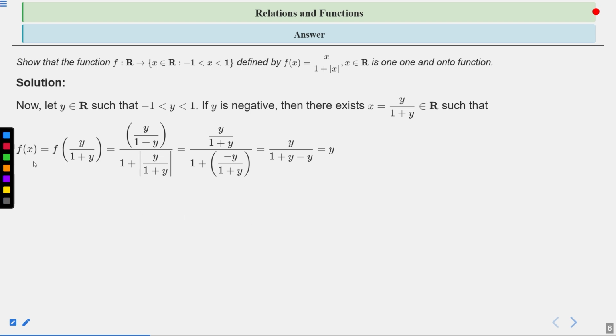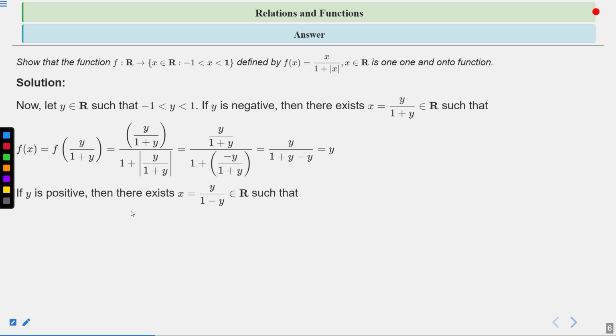So let us take f(x), where x is y upon 1 plus y. So f(x) can be written as f of y upon 1 plus y, which is equal to y upon 1 plus y upon 1 plus y upon 1 plus y. So we can write it as y upon 1 plus y upon 1 minus y upon 1 plus y. Got it? And after solving this, we will get y upon 1 plus y minus y. So it will cancel out and we will get f(x) is equal to y. Now let us check for the positive case.